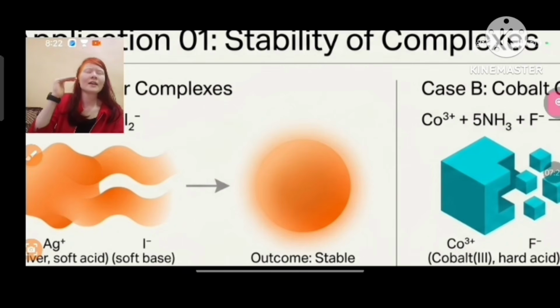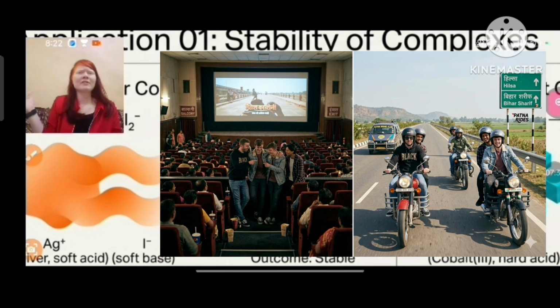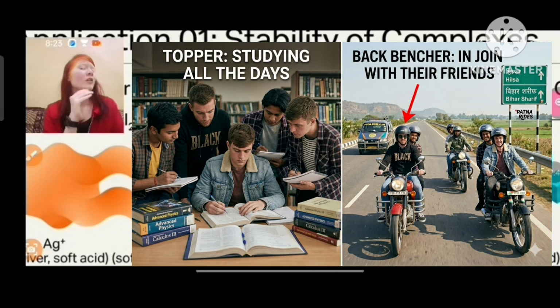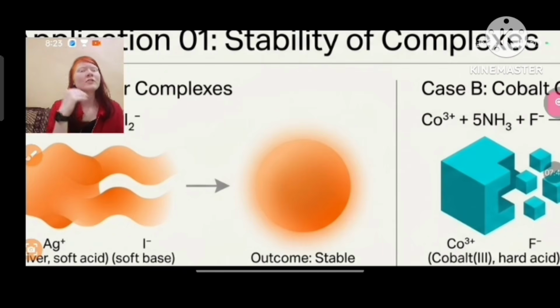And if we just imagine a backbencher, they are very cool guys. Even with tomorrow's exams, they're just wandering here and there, watching movies, going to cinema halls. What do they prefer, a cool guy or a topper, a bookworm who studies all day? The answer will obviously be the cool guy, not the bookish one, right? And that makes a stable bond with him.